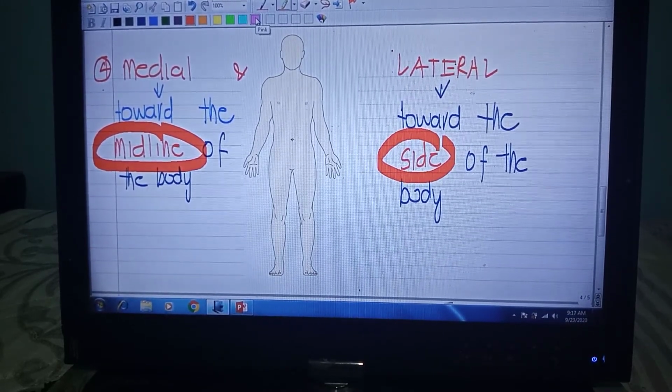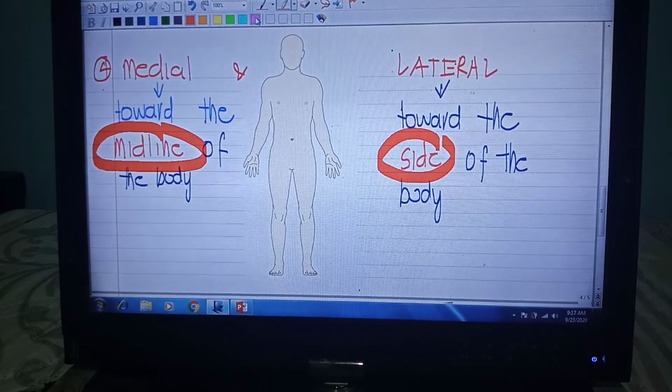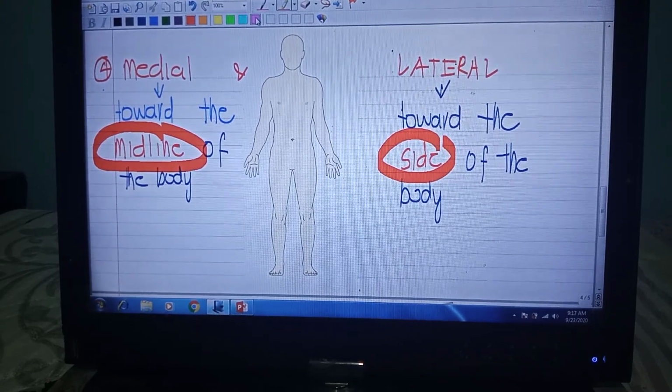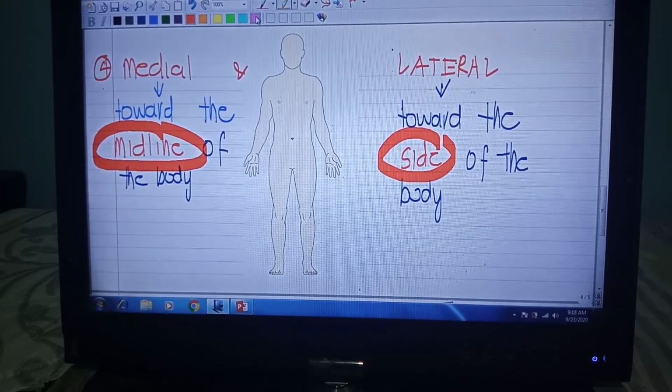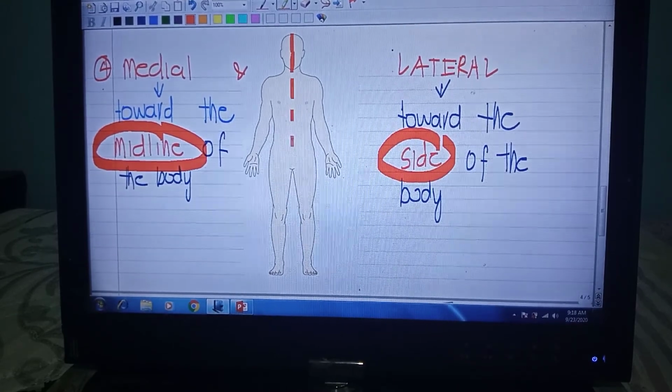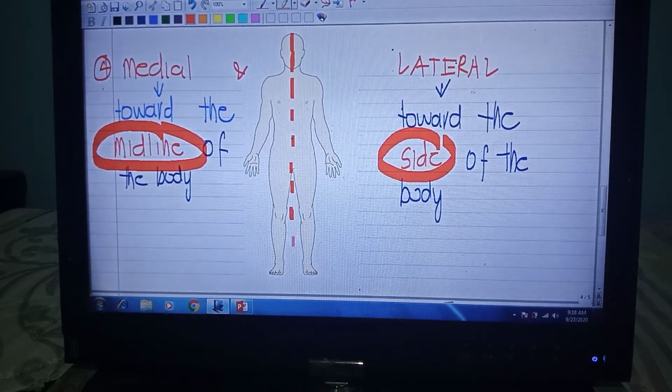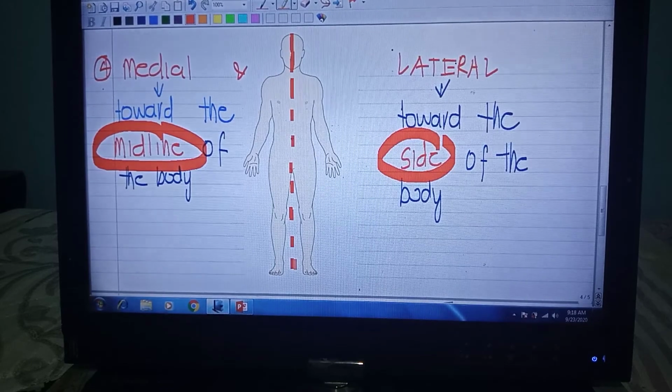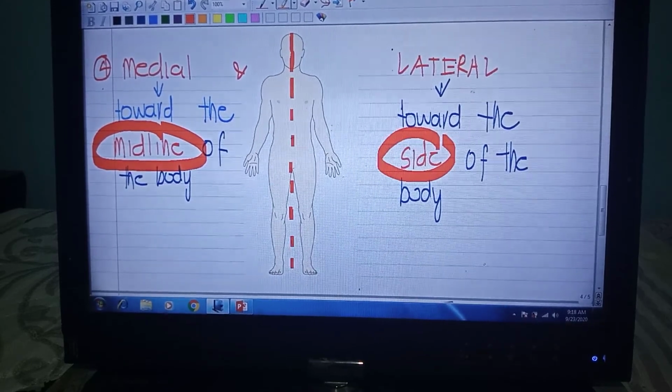Your thumb. Ano yung thumb mo? Nasa gitna o hindi? No, nasa side. Thumb is lateral to the third finger. Okay? Yung imaginary line lang that cuts the body in half, yun yung tinatawag nating medial. Perfect. Diba? That's your medial towards the midline.